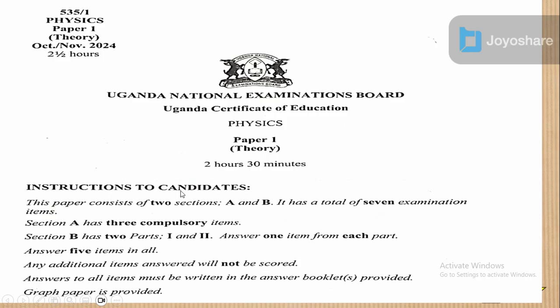Instructions to candidates. This paper consists of 2 sections, A and B. It has a total of 7 examination items, or sometimes we call them areas of construct. Section A has 3 compulsory items. Section B has 2 parts, 1 and 2. Answer 1 item from each part. That means in total you answer 5 items in all. Out of the 7 you attempt 5 items, and that means you leave out 2.